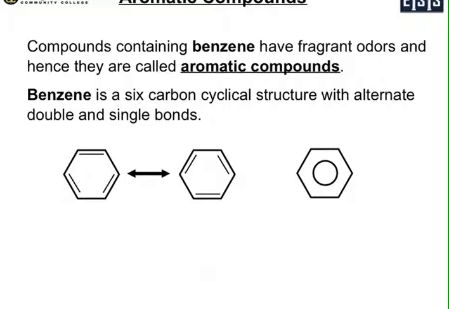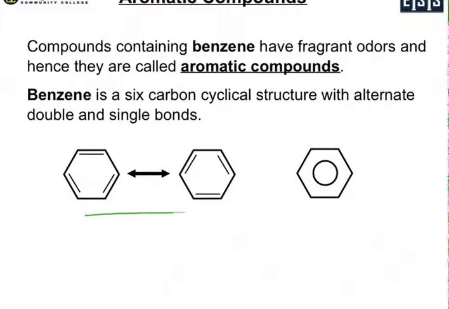This video is an introduction to aromatic compounds. Now, compounds containing benzene have fragrant odors, and hence they were called, or are called, aromatic compounds. So that's where the name aromatic came from. Benzene itself is a unique compound. It is a 6-carbon cyclical structure with alternating double and single bonds.